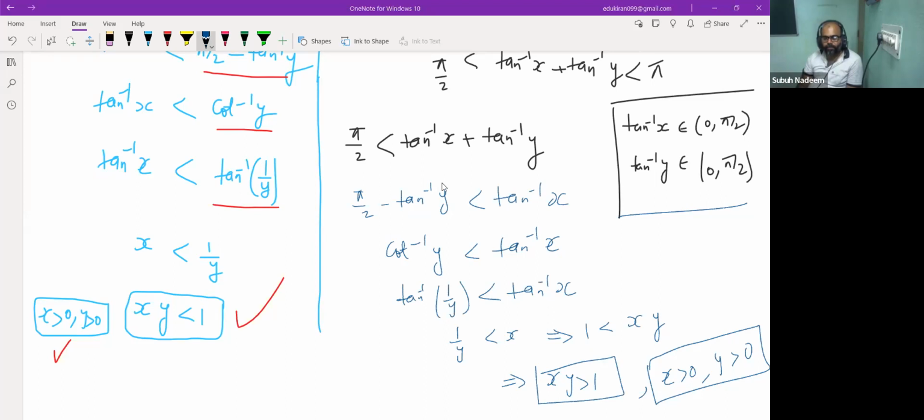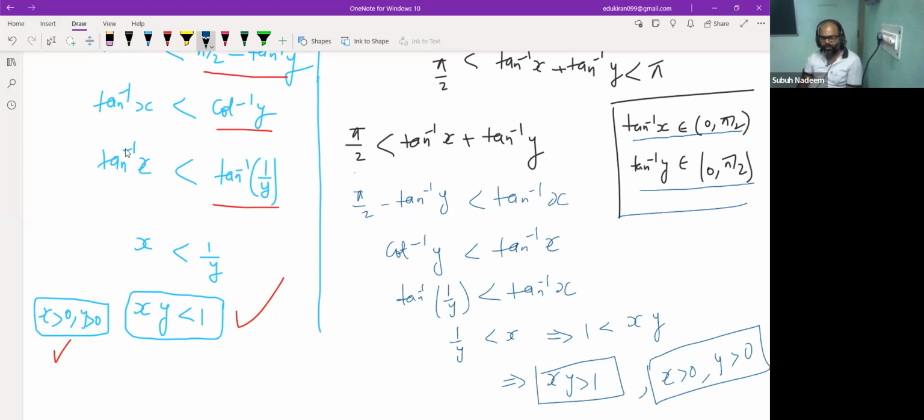So let me once again say how we are not taking pi here. Pi we are just not taking, because tan inverse x is 0 to pi by 2 and tan inverse y is 0 to pi by 2. So the upper limit is pi by 2 in both of them. So if you add pi by 2 and pi by 2, you will get pi. So it will not cross pi in any situation. So that we have automatically satisfied.